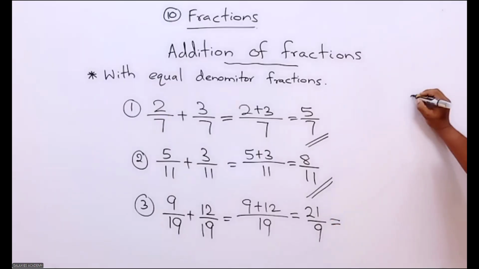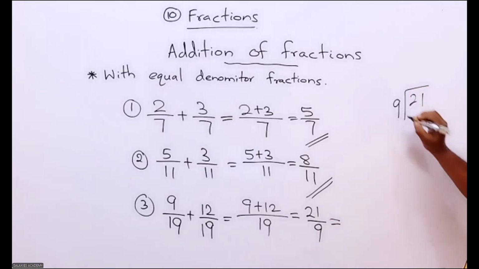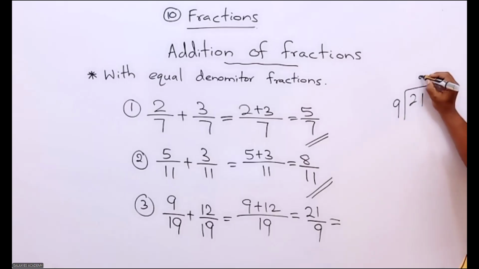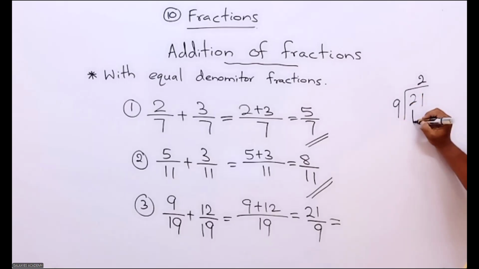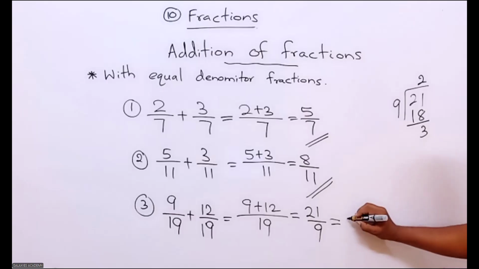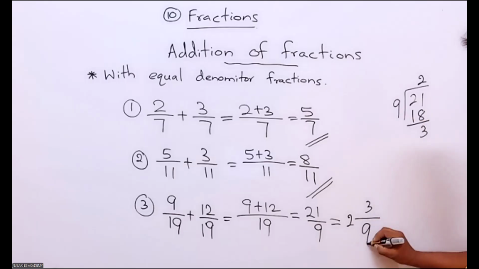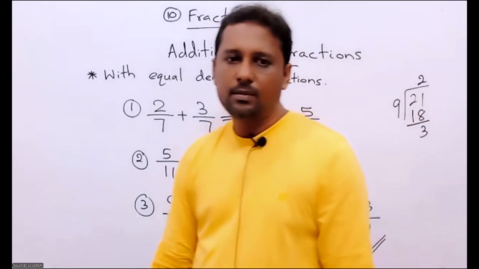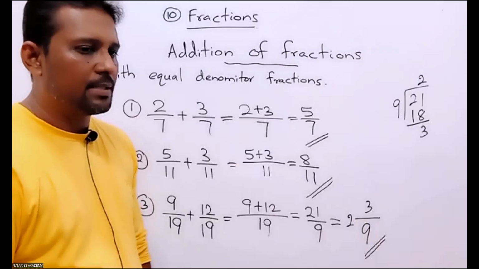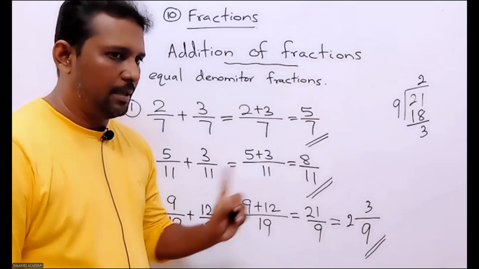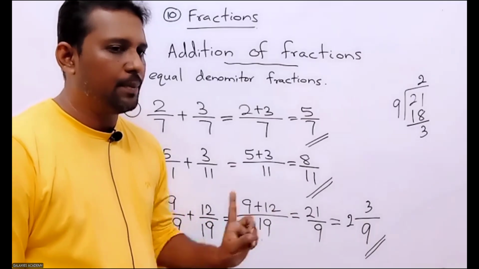How can you convert this one? 21 over 9. 21 divided by 9, 2. 2 times 9, 18. Remaining 3. Right? So how can you write the answer? 2, 3 over 9. Are you clear? Can you understand? Remember this point well.